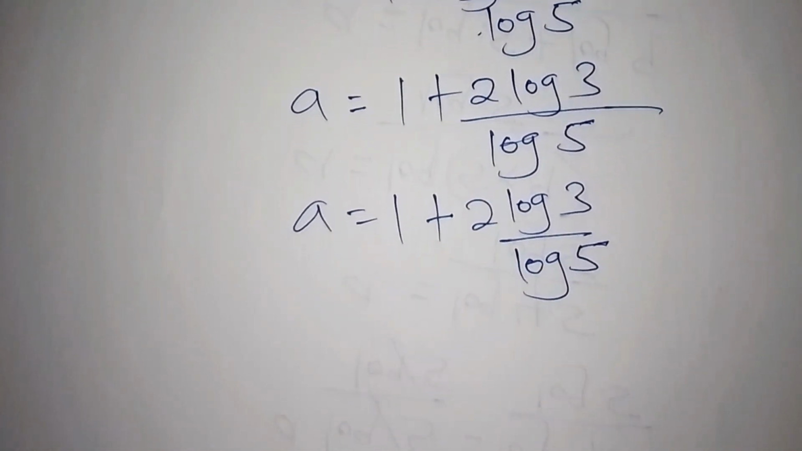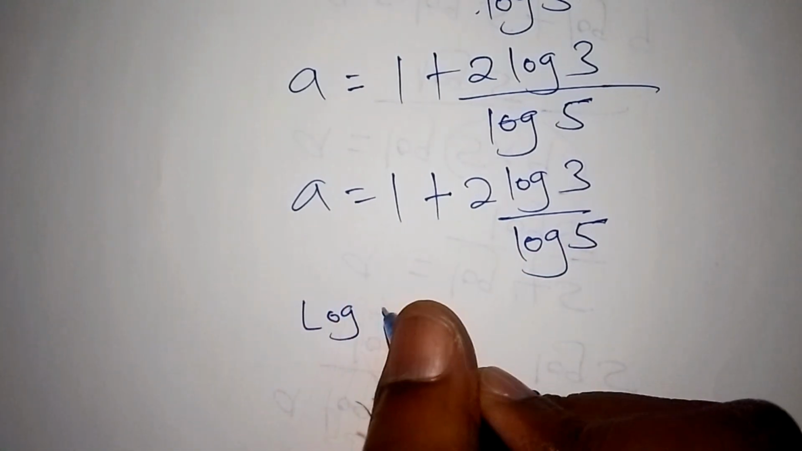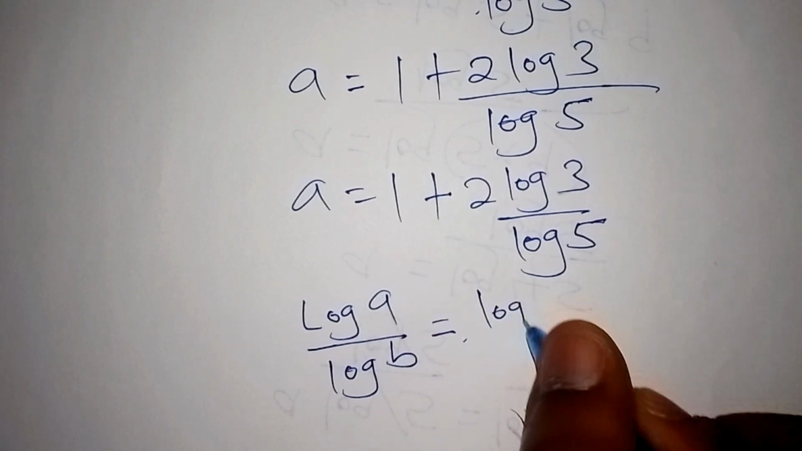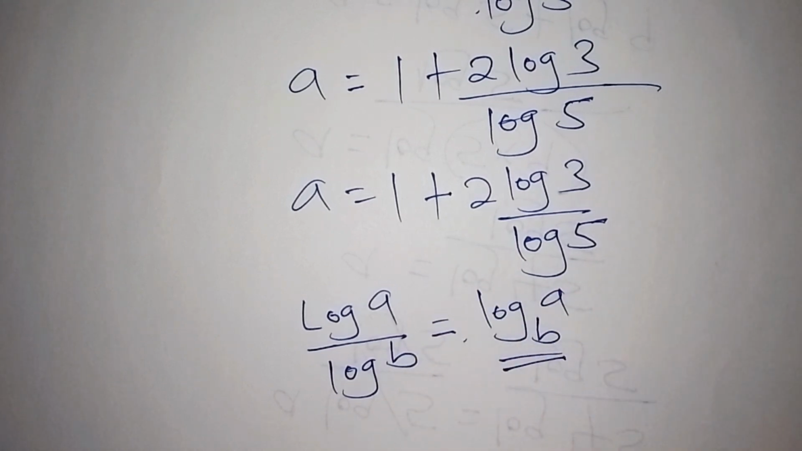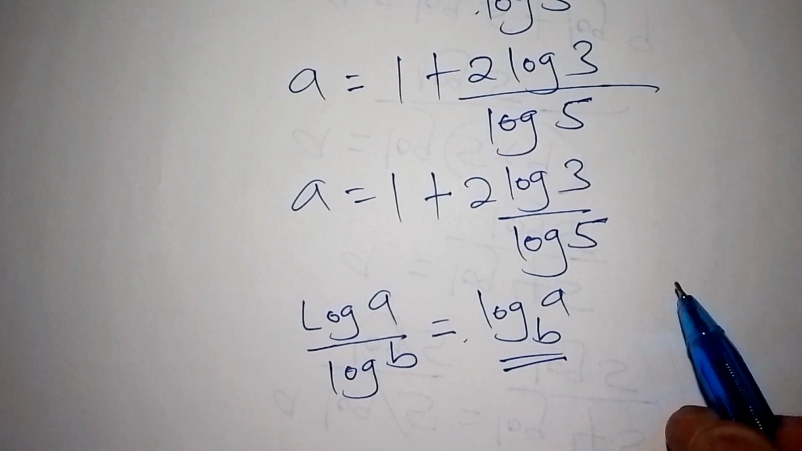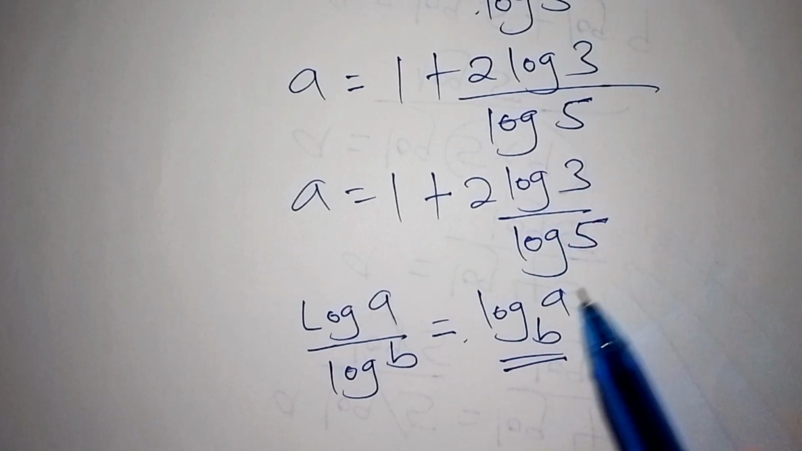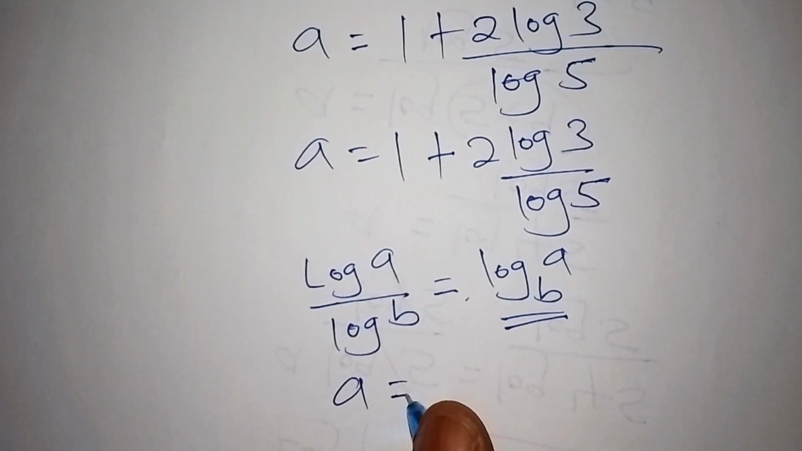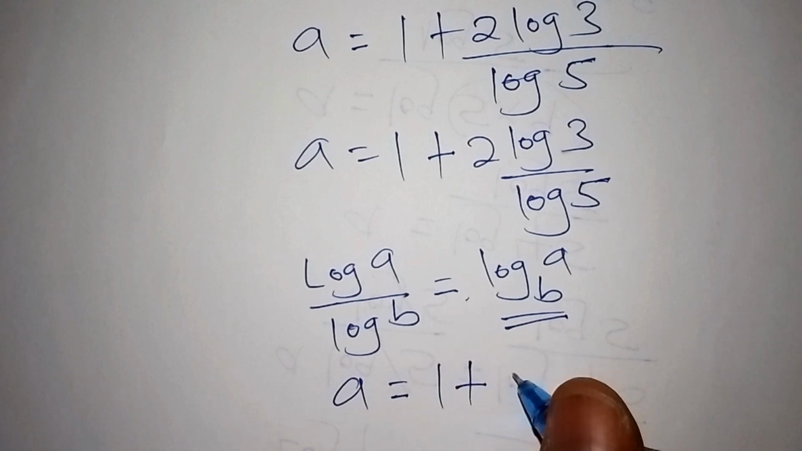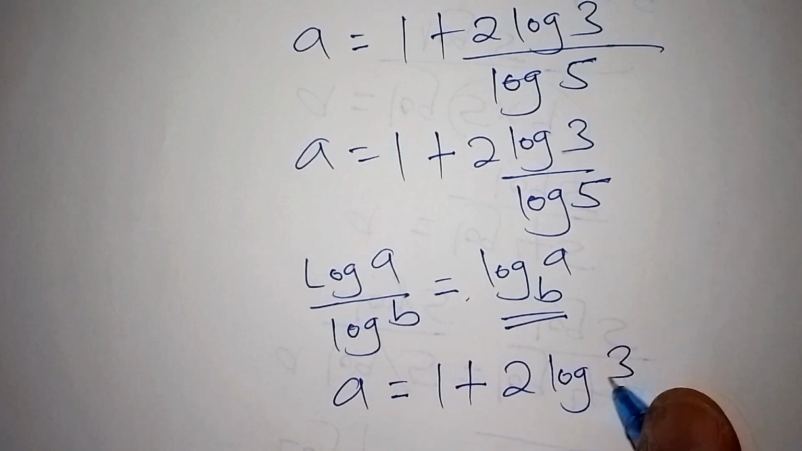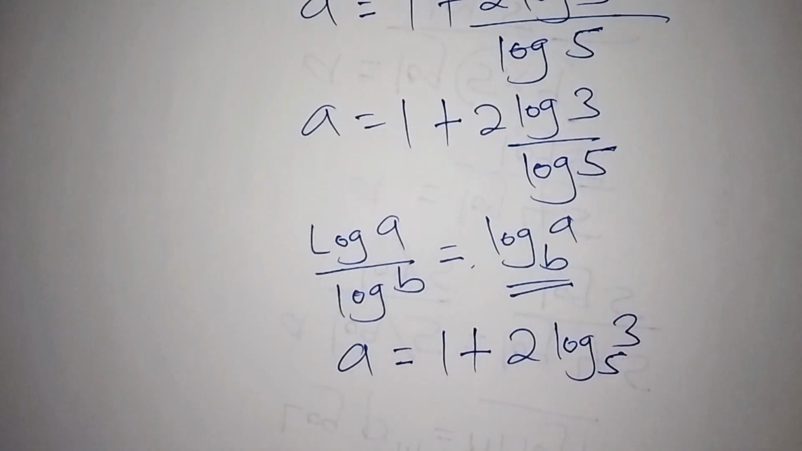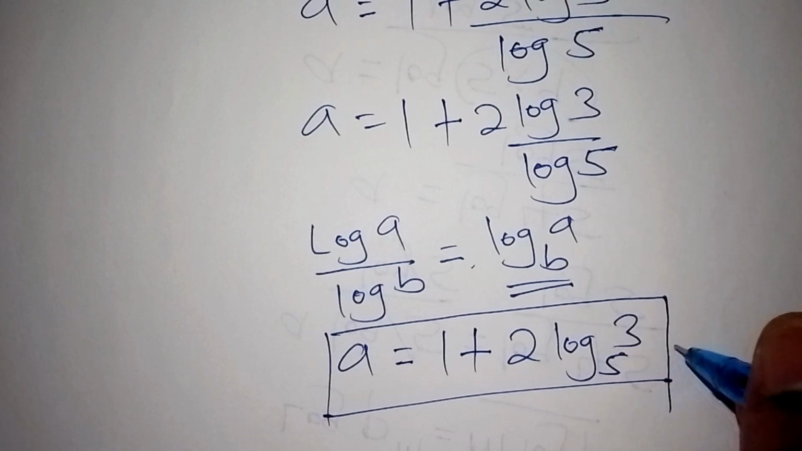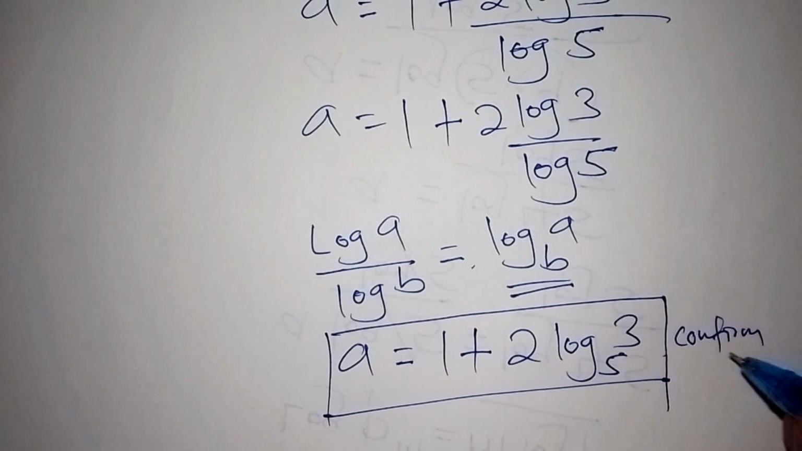Assuming we have the log of a all over the log of b, this can also be written as the log of a to the base of b. So I want us to express the log of 3 over the log of 5 in the form of the log of a to the base of b. So here a is equal to 1 plus 2 the log of 3 to the base of 5. So this shall be our value for a. Let's now confirm if this answer is really true.